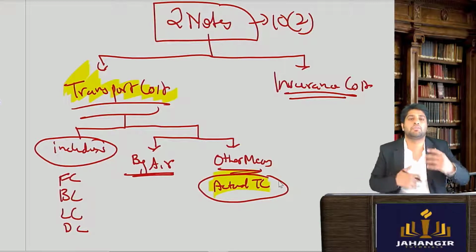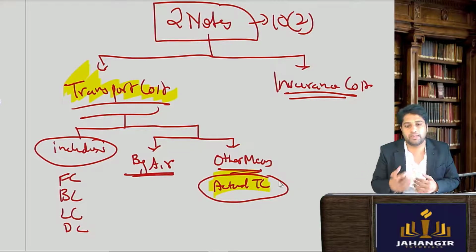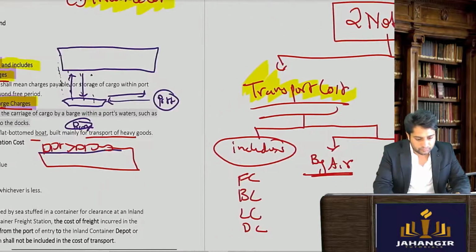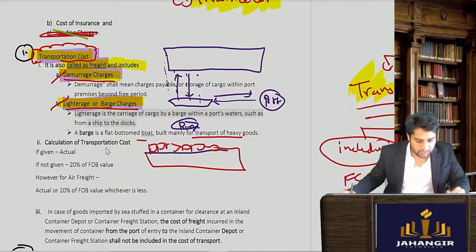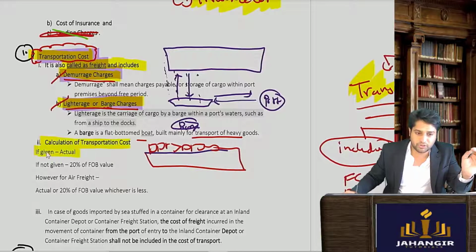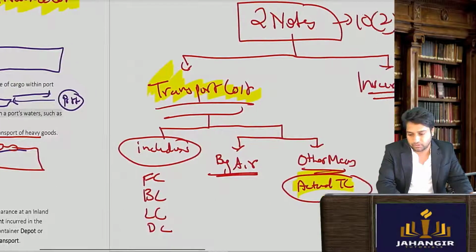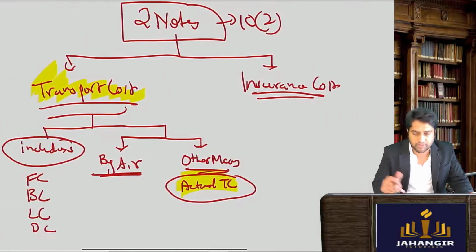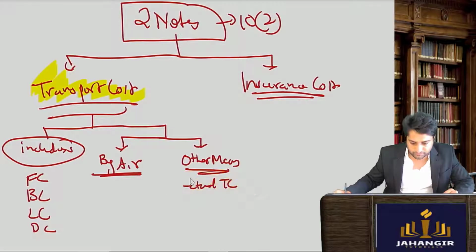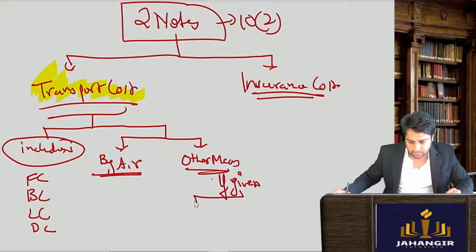Okay, so whatever you have actually incurred, that is what we will take. If given then you will take actual, if not given you will take 20% of the FOB value. So if given, if it is by other means, so you will say if given, then yes, it's given, then you will take the actual amount.